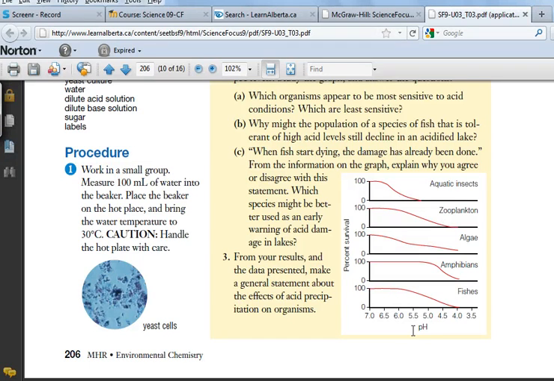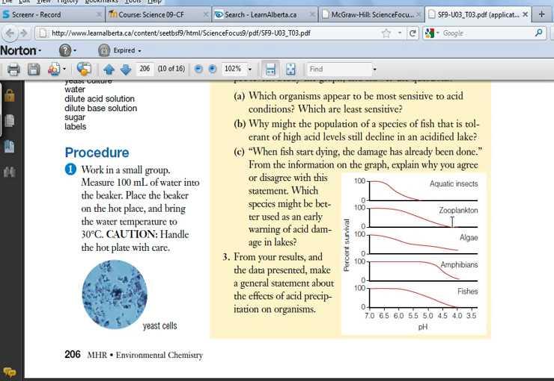Here is a chart, pH, and then the percentage of organisms that can survive in that pH. So pH 7 is optimum. So pH 7, which is right here, that's perfect. So fish, 100%, amphibians, algae, zooplankton, and aquatic insects. But watch, as we lower the pH due to acid precipitation, some organisms already start to drop off, like the aquatic insects, they're the worst.